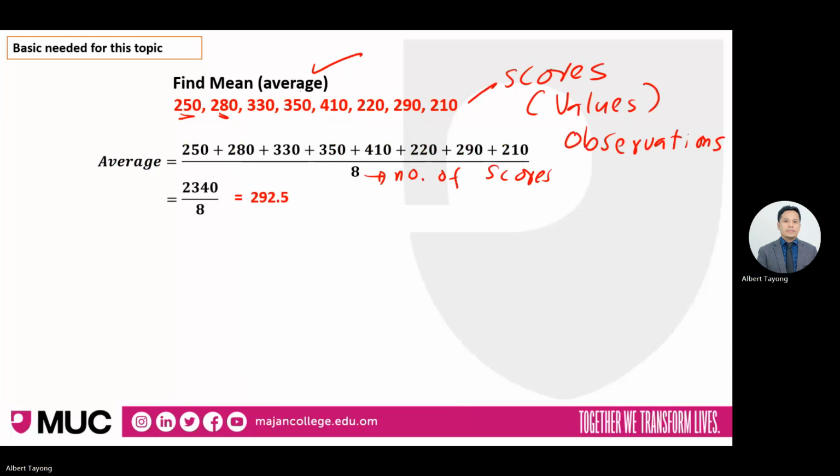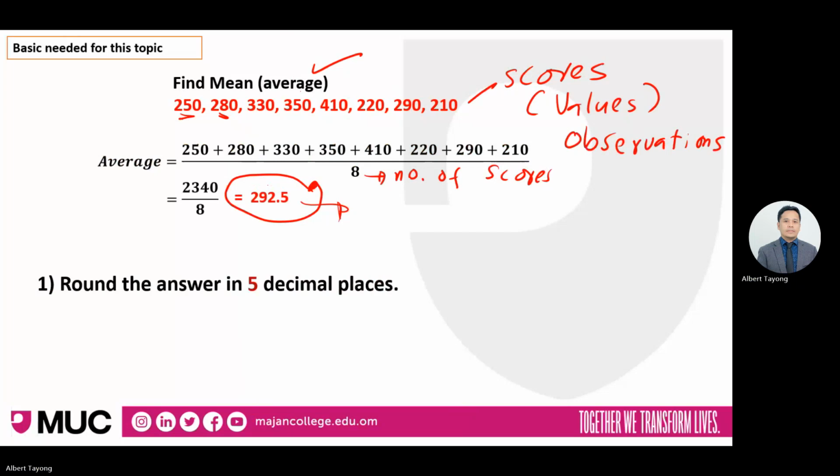So what is the meaning of this value? This value is the representative of our data. It tells us that our numbers are around 292.5. It means that there are numbers close to this value, below this value, and above this value.